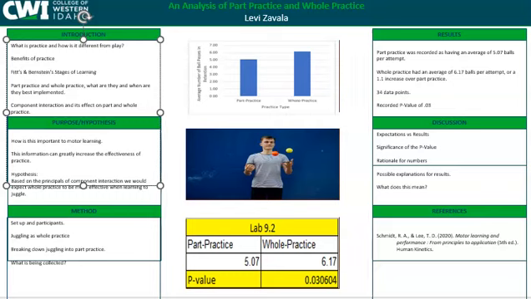For the results, part practice was recorded as having an average of 5.07 balls per attempt. This is compared to whole practice, which had an average of 6.17 balls per attempt, an increase of 1.1 over part practice. This took into account 34 data points, and the p-value was recorded as 0.03.